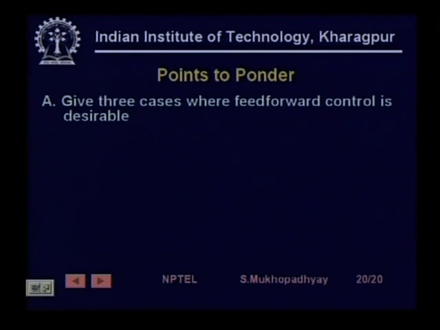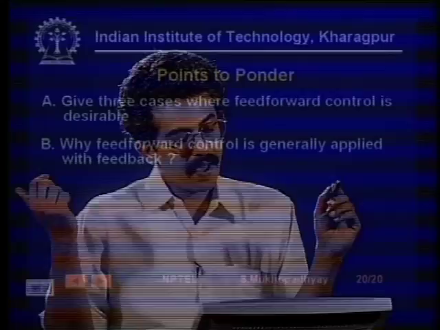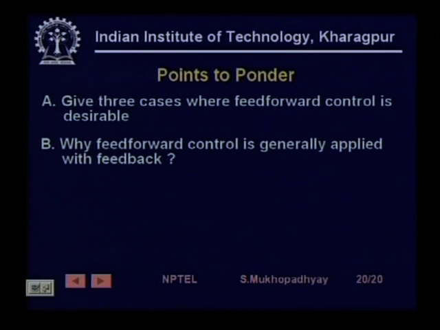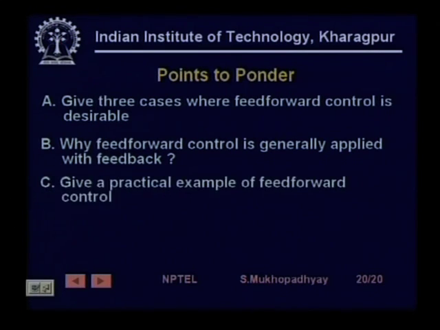Finally, we come to some points to ponder. Which are the cases where feed forward control is desirable? Cases where the disturbance will take a lot of time to affect the output and the disturbance can be measured, those are the cases. And why feed forward control is generally applied with feedback, you will also find an answer to this in the text. We have talked about it many times in this lesson. And give a practical example of feed forward control.